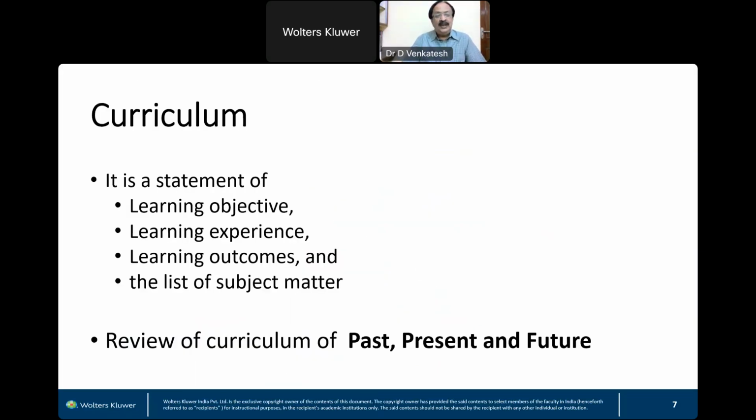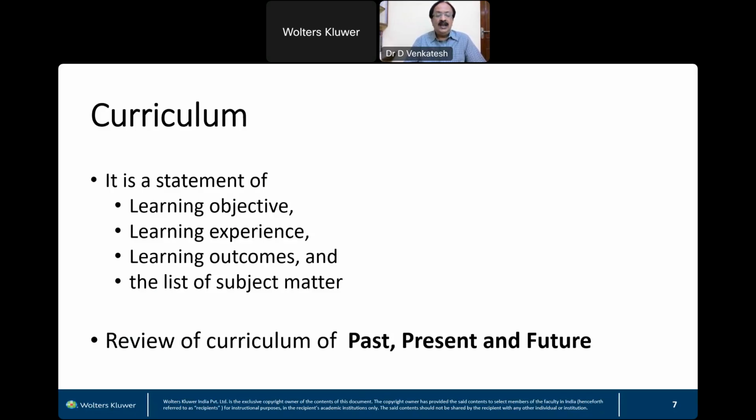Now we look at, I just defined the term curriculum. Of course, this has been defined by your teachers in the foundation course. Just for the sake of completion, I'll define. It's a statement of learning objectives, what you are expected to learn, and your learning experiences, how you are going to learn, either by theory, practice, or the practical sessions.